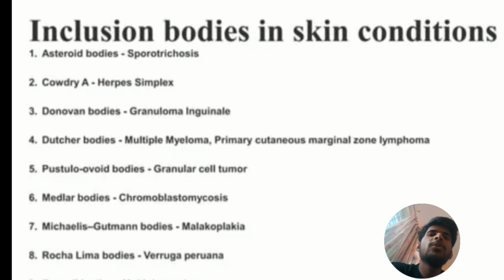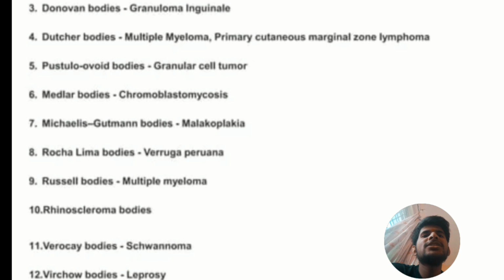Donovan body seen in granuloma inguinale. Russell body seen in multiple myeloma, primary cutaneous marginal zone lymphoma. Pustulo-ovoid bodies in granular cell tumor. Medlar bodies in chromoblastomycosis. Michaelis-Gutmann bodies in malakoplakia. Rocha-Lima bodies in verruga, that is not important. Next is Russell body seen in multiple myeloma, and Verocay body seen in schwannoma, and Virchow body seen in leprosy.